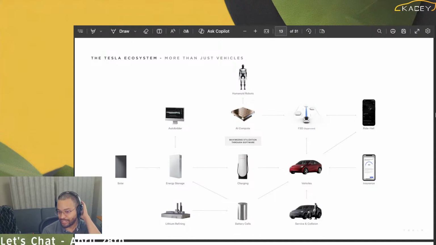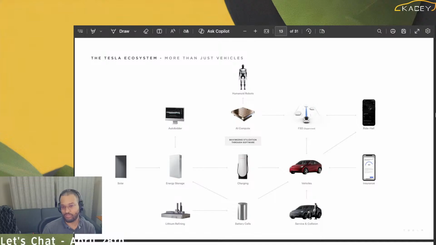So this is something they touched on repeatedly in the call, that they're not just a car company. They're planning to be an AI and other products company as well. They've got solar, energy storage, orbiter, lithium refining, battery cells, charging. Charging's going to be pretty big this year now that they're opening up the network to anyone else who's joined NACS. Humanoid robots, AI compute, FSD, supervised vehicles, service and collision, insurance, and ride hail.